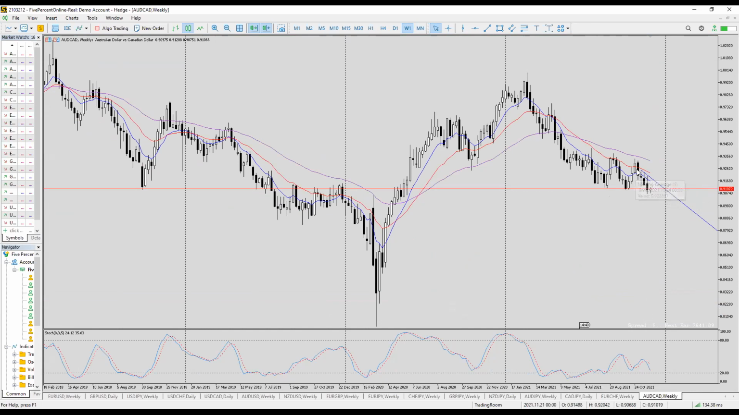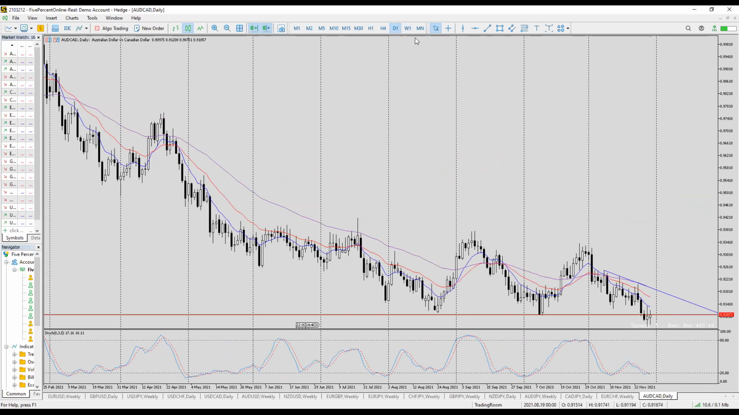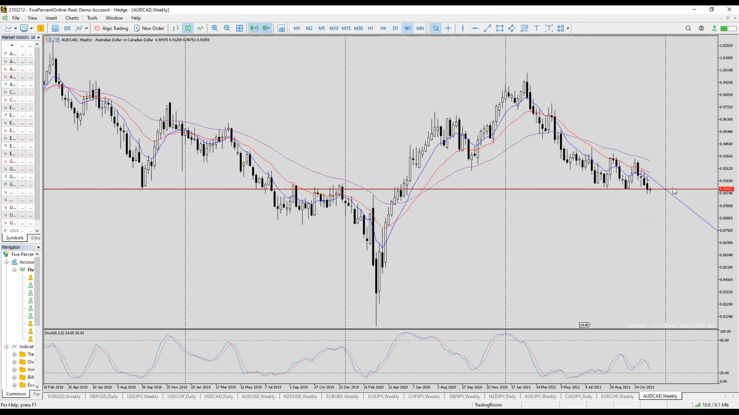But Aussie CAD, for example, is at an interesting level, and look how after months of compressing or consolidating around this level, it could break down and continue lower. The sentiment is definitely to the downside. You can see it on the moving averages. You can see it with the mass of black candles or bearish candles.